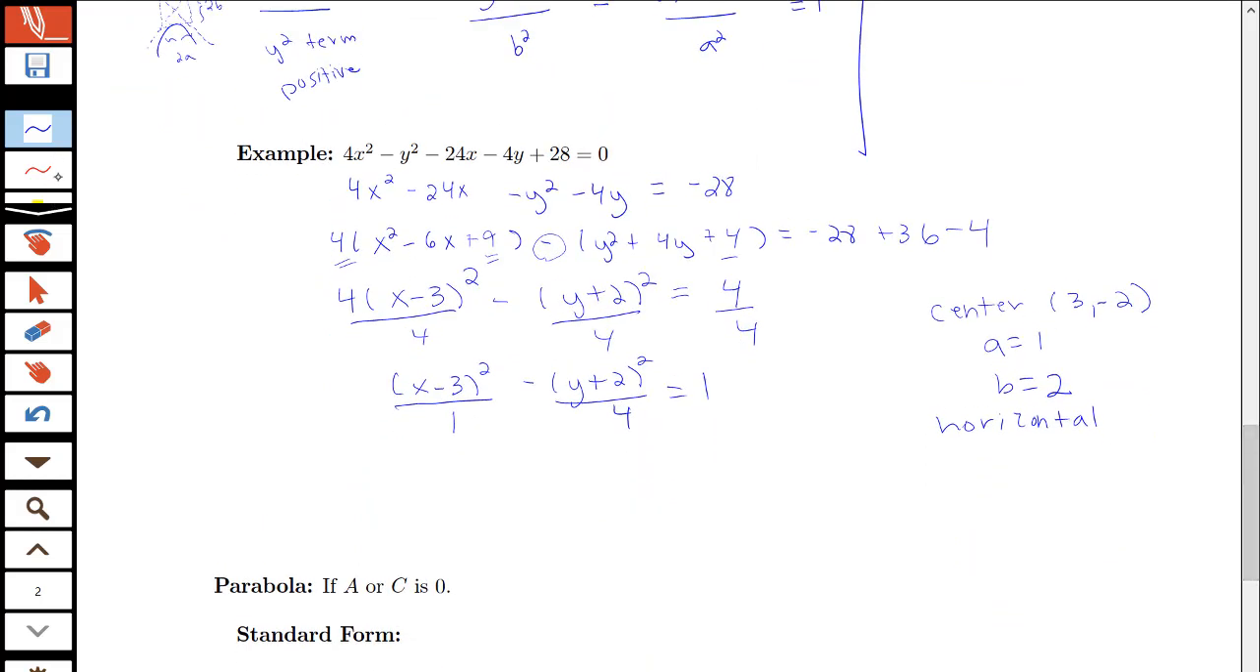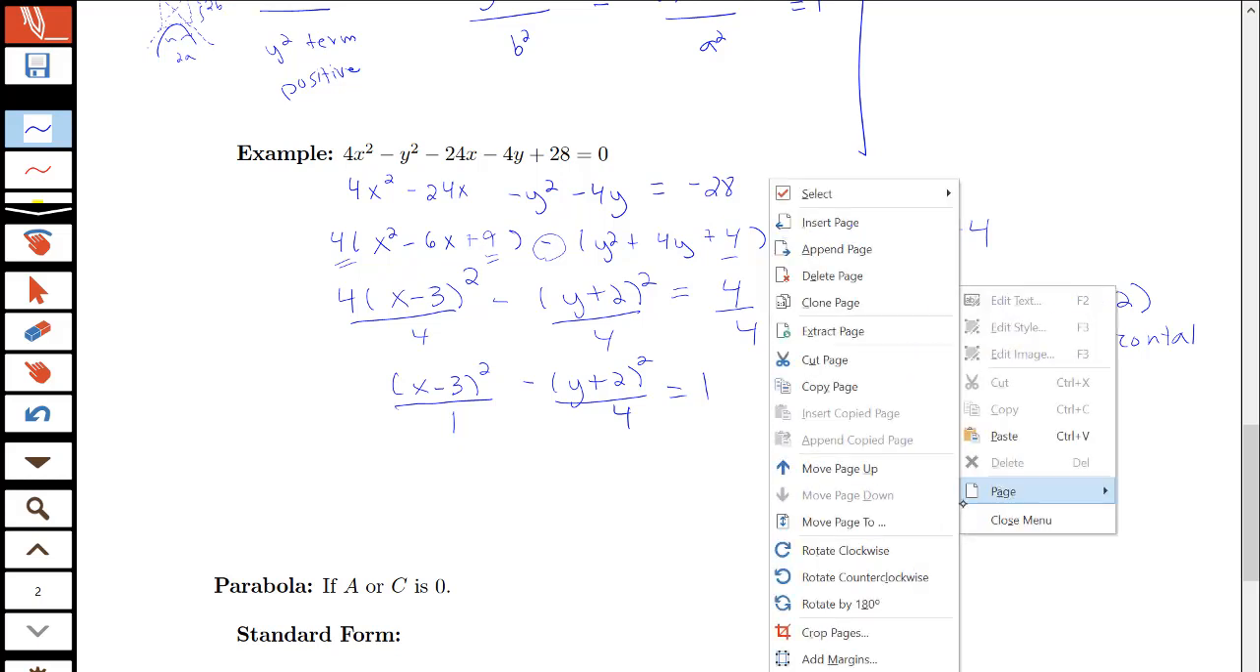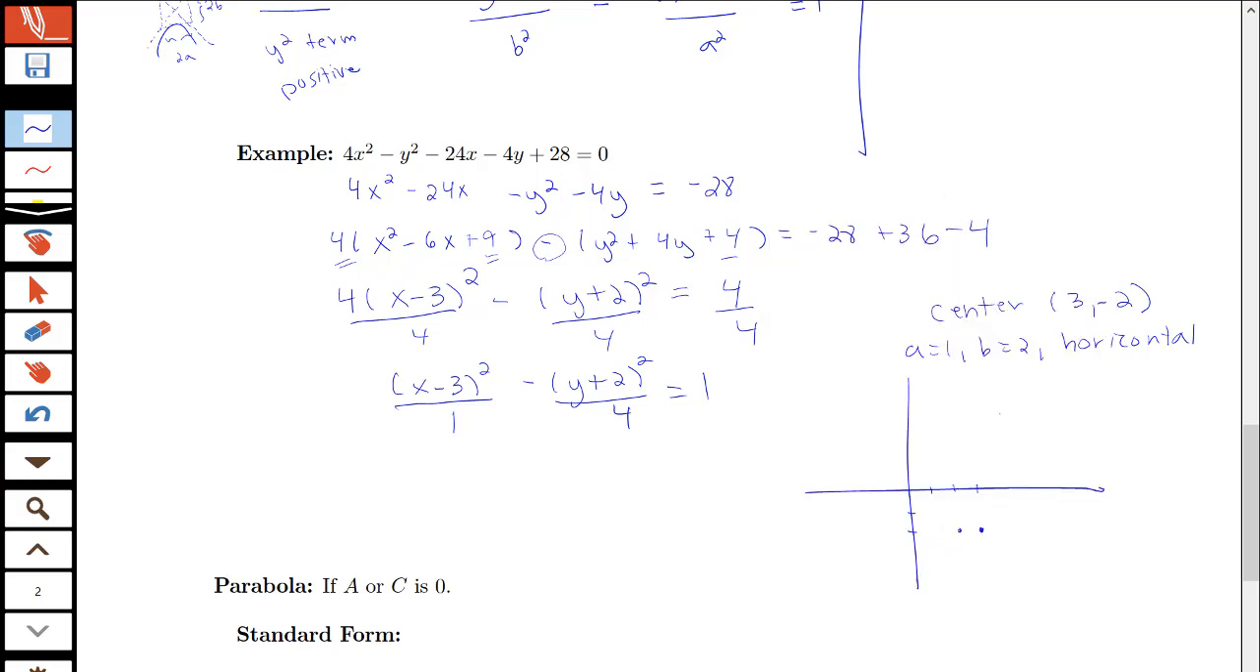Let me move some of these terms here so we have a little bit more room for our sketch. So we did find a equals 1, b equals 2, and the fact that this hyperbola will be horizontal. Okay, so I'm going to sketch that center point, 3, negative 2. So that's 1, 2, 3, and negative 2 down here. Okay, it's going to be horizontal, so the vertices will be a distance 1 horizontally from that center point. So I'm going to get vertices here and here.